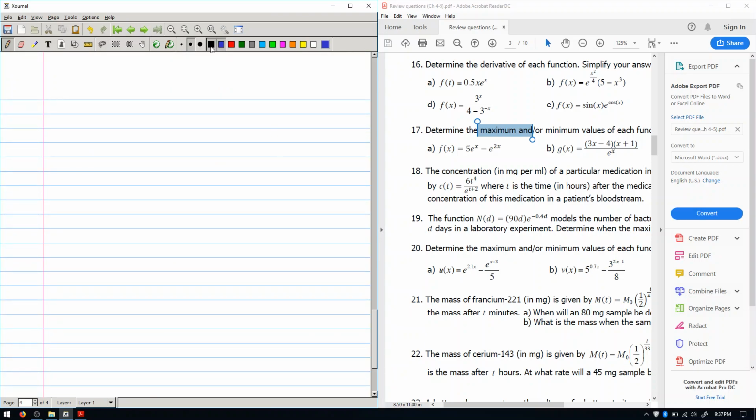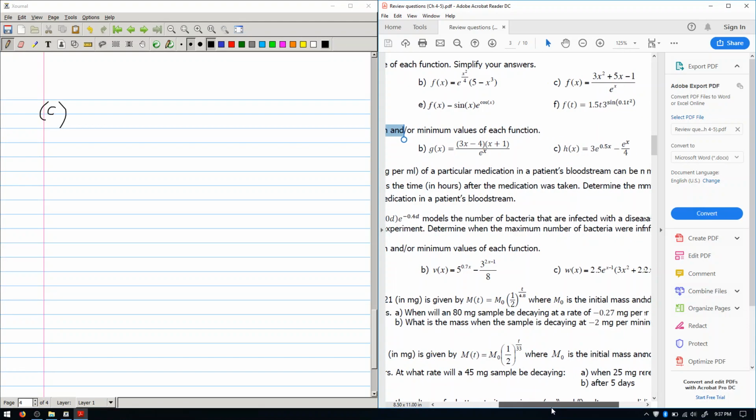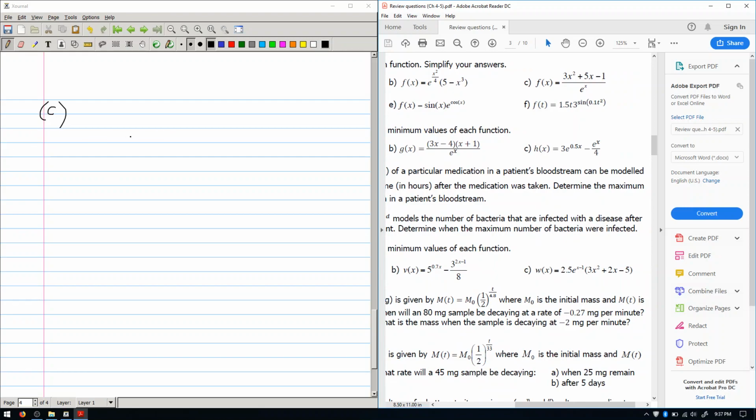17C. What does 17C look like? Similar process. Why don't I just go with 17B then? That looks a little different. So g of x equals 3x minus 4, x plus 1, all over e to the x.